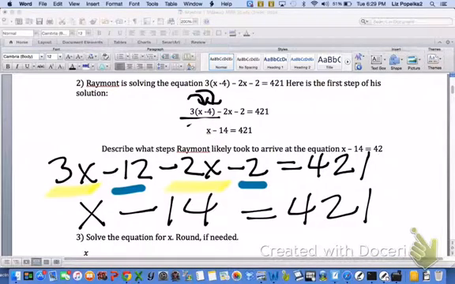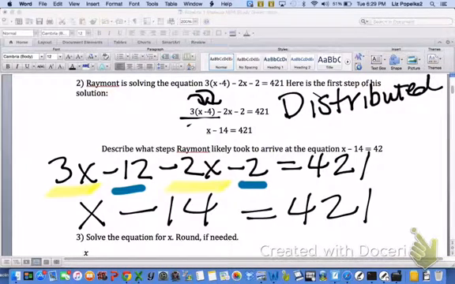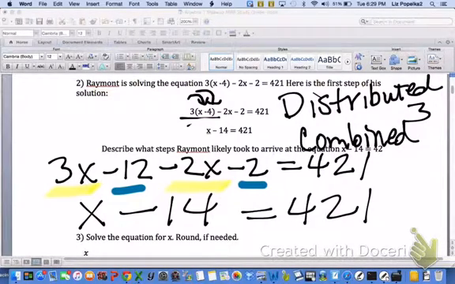So if we needed to put it in writing, exactly what did Raymond likely do? Well, first of all, he distributed 3 to the x minus 4, and then finally he combined the like terms. In other words, he combined the 3x and the 2x, and the negative 12 and the 2.